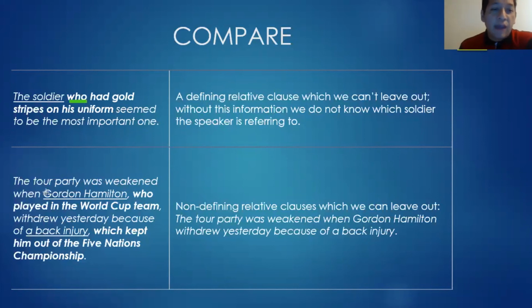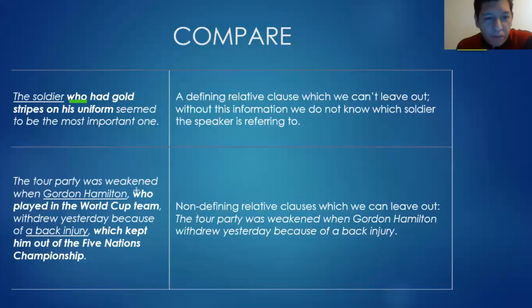Now, it says, the tour party was weakened when Gordon Hamilton, who played in the World Cup team, withdrew yesterday because of a back injury, which kept him out of the 5 national championships. It says, non-defining relative clauses, which we can leave out, we can eliminate. The tour party was weakened when Gordon Hamilton withdrew yesterday because of a back injury.